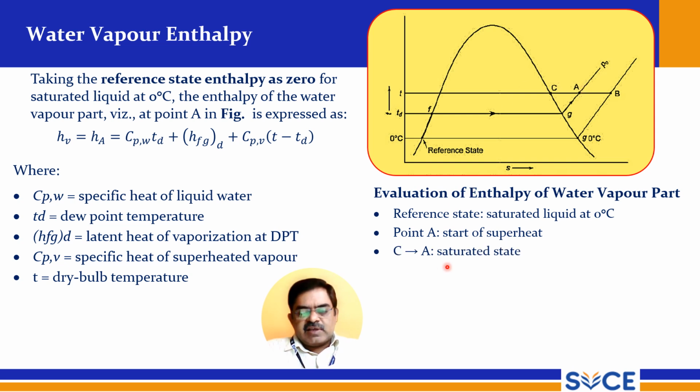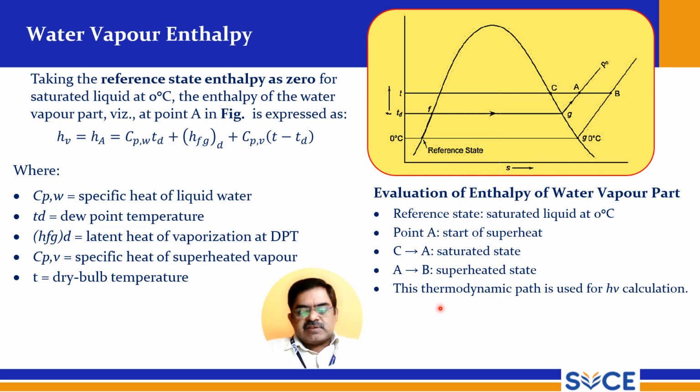So C to A, this curve is said to be the saturated state, and A to B, from here to here, is the superheated state. So this is the saturated state, and then we have the superheated state. And this thermodynamic path is used for the entire study of this water vapor enthalpy.